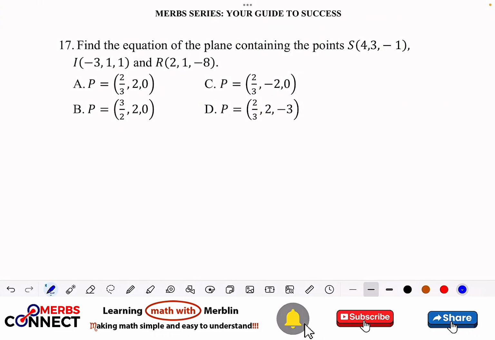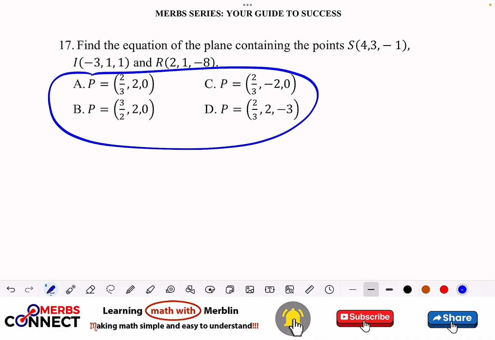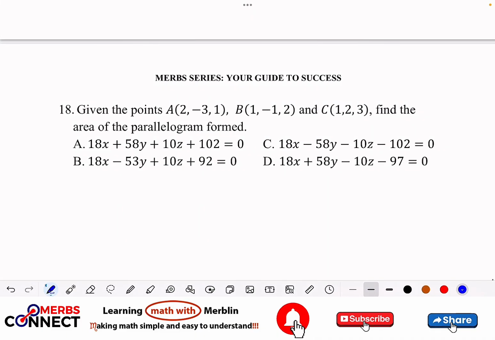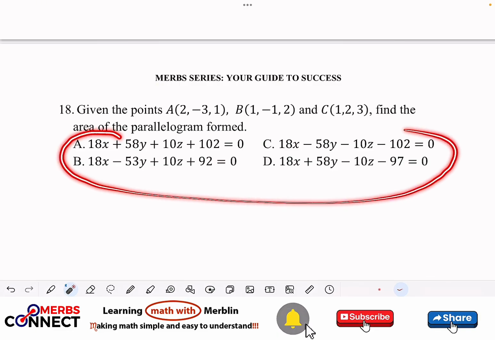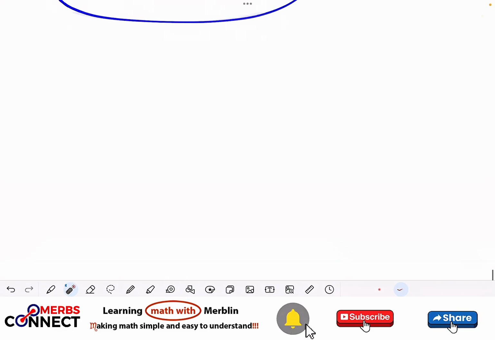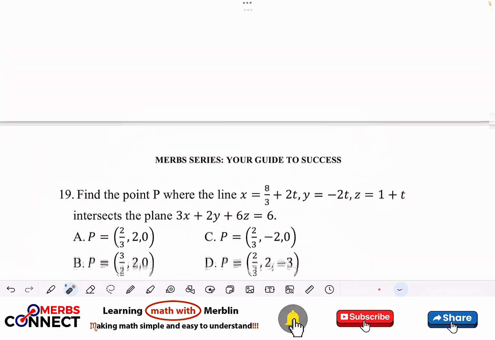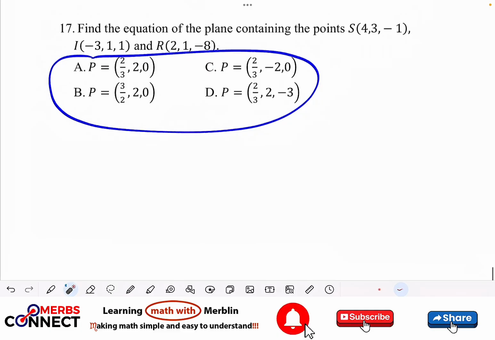Find the equation of the plane containing the point x, 1, and r. Find the equation of the plane. Okay, so I think this is not the options. Yes, this is not the options. I think I made a mistake in the typing here. So the options for this one is basically the one here. So we will come and choose the option from question 18. Let's just do it.